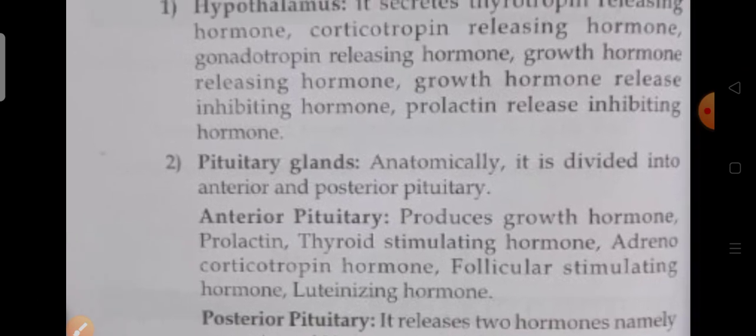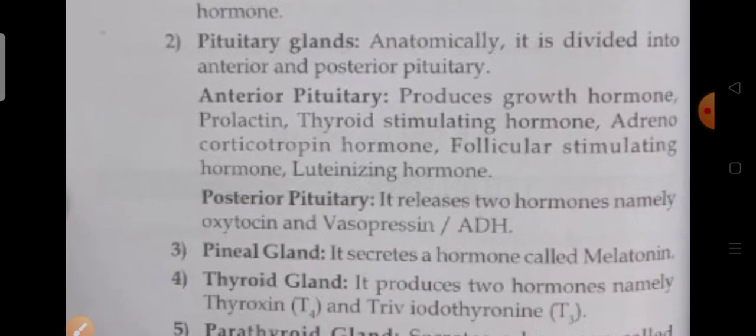Anatomically, it is divided into anterior and posterior pituitary. If we see the structure of the pituitary gland, it is divided into two partitions, the anterior and posterior pituitary gland. The anterior pituitary gland produces growth hormone, and not only growth hormone, it also produces prolactin, TSH, which means thyroid stimulating hormone, adenocorticotrophin hormone, follicular stimulating hormone, and luteinizing hormone.